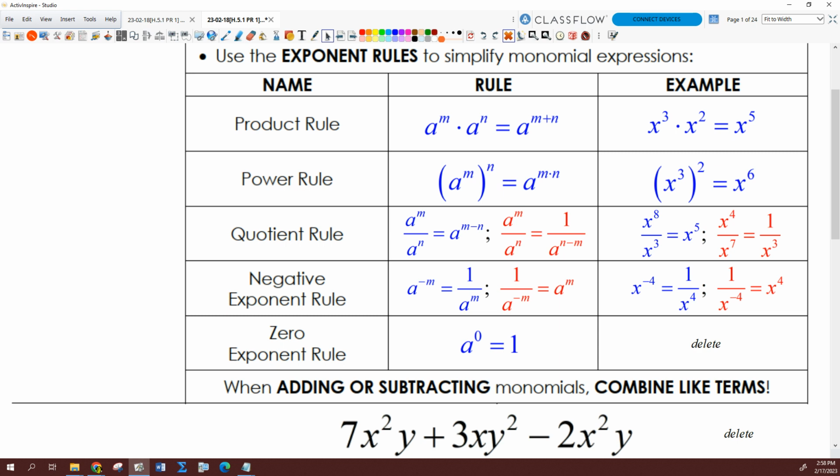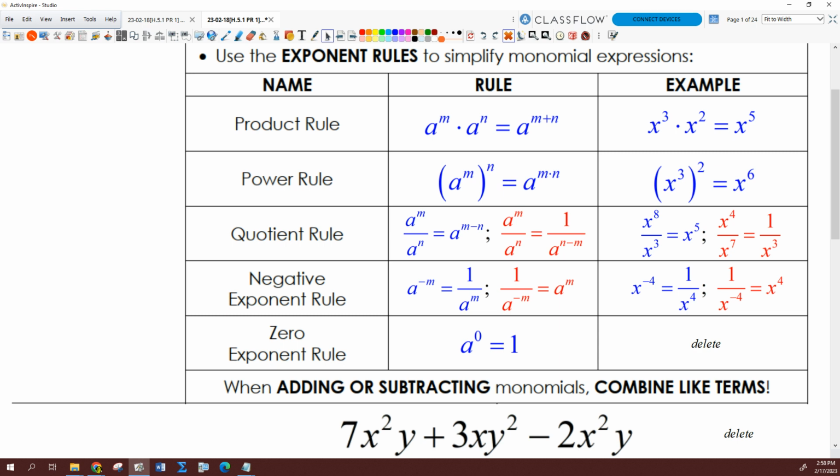Let's back up to the quotient rule again for a second, and let's look at what happens if, when we're dividing like bases, the bottom exponent is bigger than the top. So what if I have x to the fourth divided by x to the seventh? What does the quotient rule for exponents tell us? Okay, so I'd get x to what power? To the negative 3, right? 4 minus 7. And what's x to the negative 3 equal to? 1 over x cubed, okay?